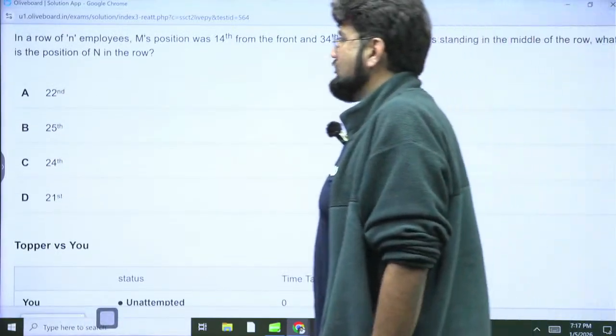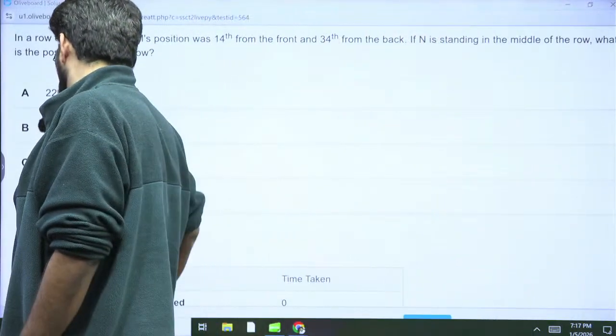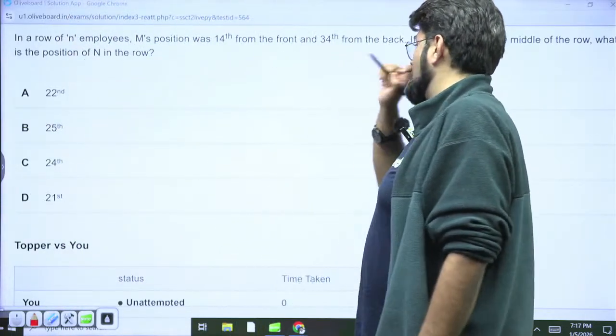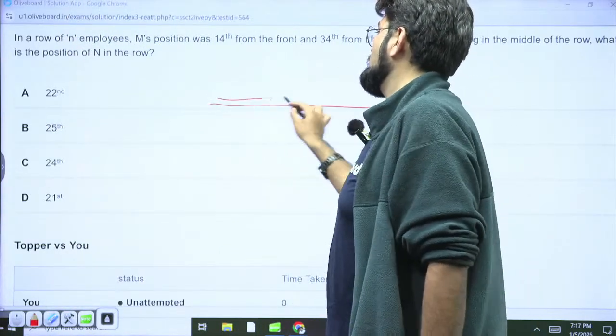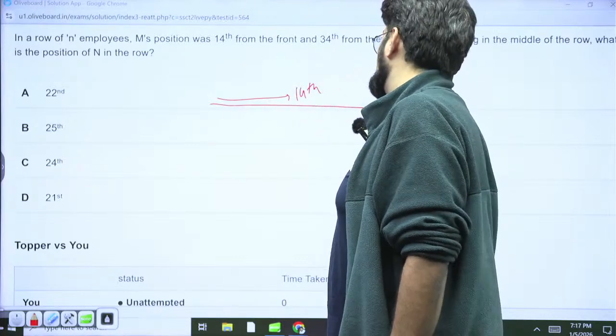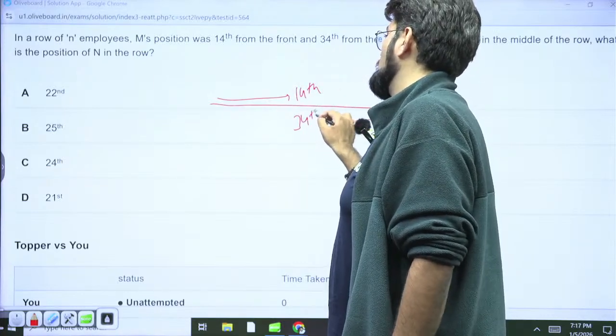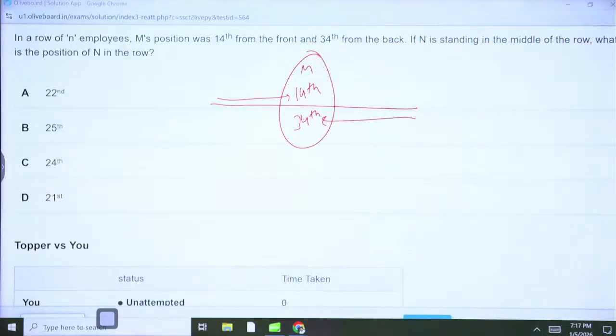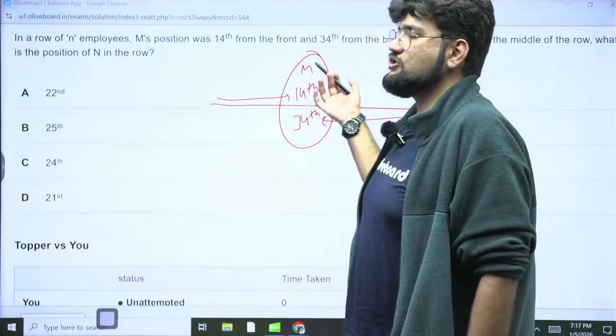In a row of n employees, okay, n's position is 14th from the front and 34th from the back. If the position is 14th from the front and 34th from the back, I already know what is the total here. But wait, don't just be in haste to find the answers. Let's read the question now. If n is standing in the middle of the row, what will be the position?